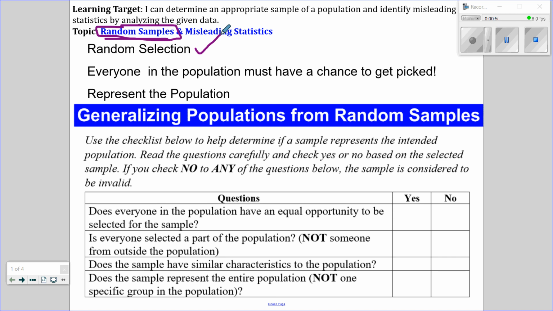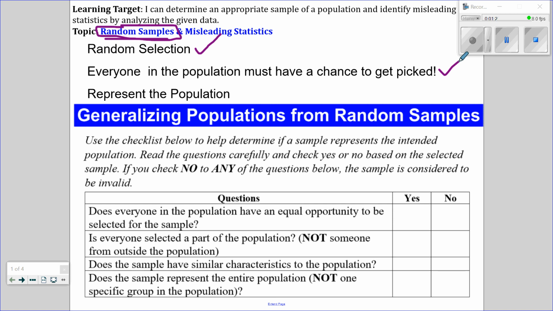The next thing we look for is that everyone in the population must have a chance to get picked. When you put everyone's name in the hat, everybody has the possibility of getting picked. You can't just go into one class and say, I only want to pick a couple of kids from this table, because then everybody didn't have the chance to get picked. You need to make sure that everyone had the chance.